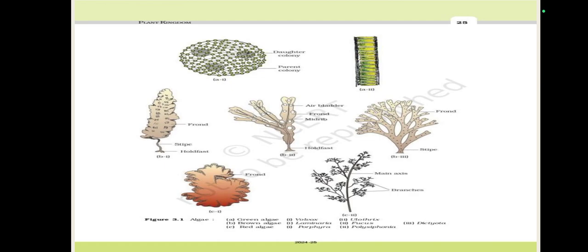Figure 3.1 Algae. A. Green algae: Volvox, Ulothrix, Spirogyra, Chara. B. Brown algae: Laminaria, Fucus, Dictyota. C. Red algae: Porphyra, Polysiphonia.